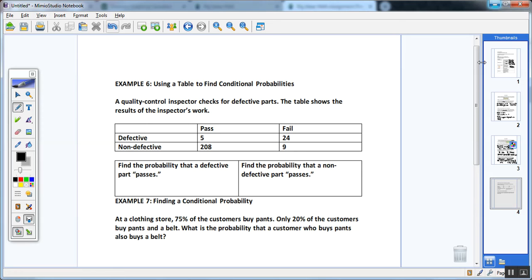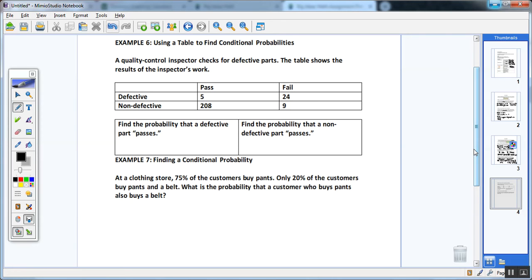Using a table to find conditional probabilities. It says a quality control inspector checks for defective parts. The defective parts are shown in the table given the results of the inspector's work. How many parts are defective here, guys? 29. How many are non-defective? How many end up passing the inspector's work? 213. How many end up failing? 33.